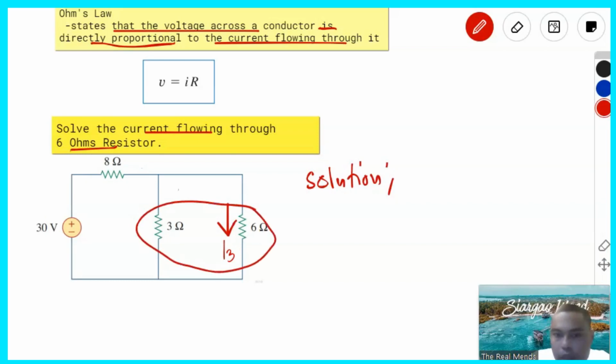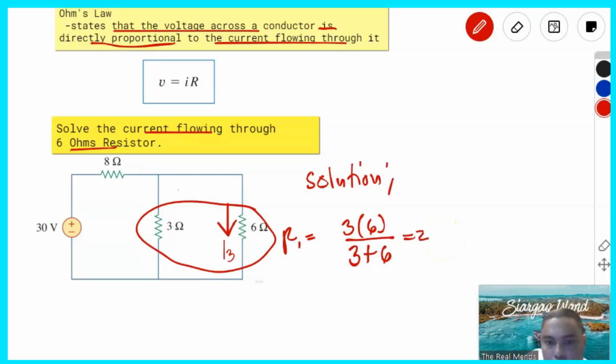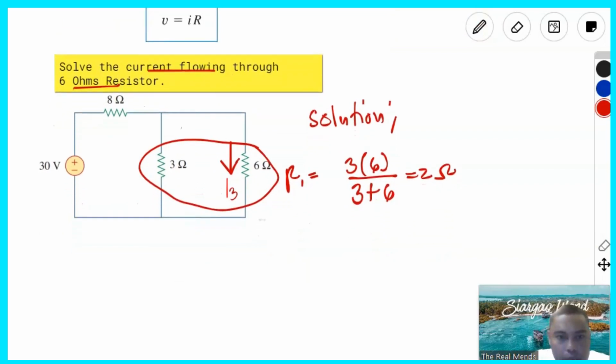for these two resistors connected in parallel, can we call it R1? That is 3 times 6 over 3 plus 6, and then we get the 2 ohms. So the answer for these parallel resistors is 2 ohms. And then let's redraw the circuit.